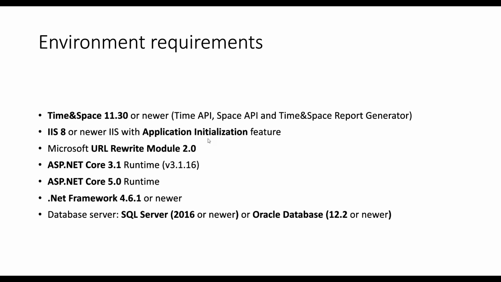Details about these features can be found in the Time and Space Portal manual. So all these details, which Windows features you need to install, are described there. Then you also need to have the URL Rewrite module, ASP.NET Core components, and the .NET Framework, and you also need to take care about the version of the database server.